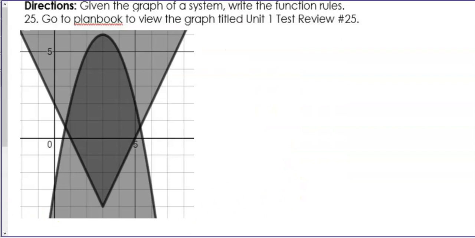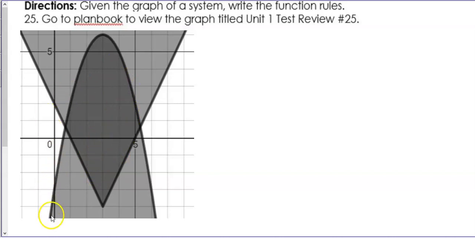Okay, the last one is a system of inequalities, and we are instructed to write the function rules. So what you need to know is that this is going to end up being two different inequalities that are called a system. So it's two inequalities in your answer. Let's look at what we have. We have a parabola, and we also have an absolute value function. And the part that's shaded the darkest is our system of inequalities solution.